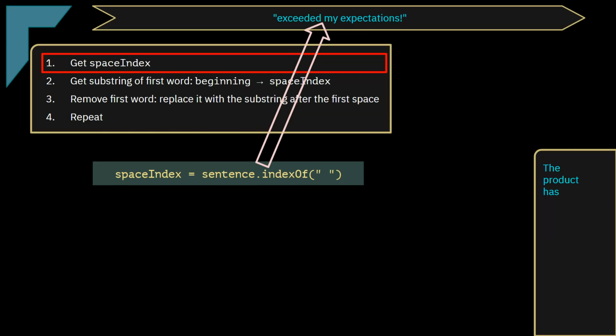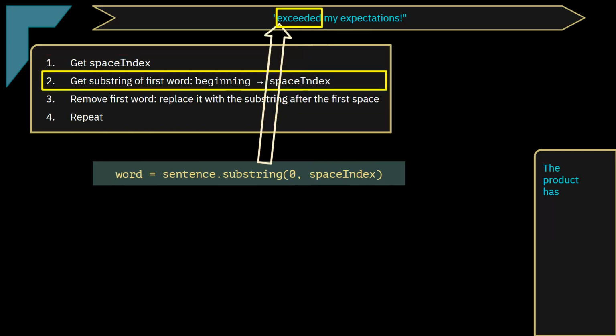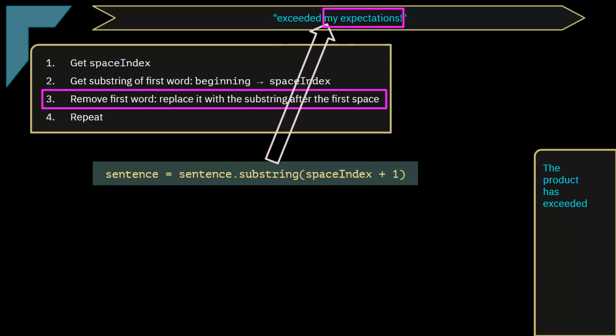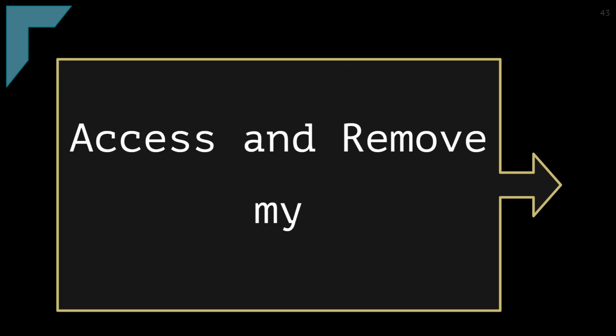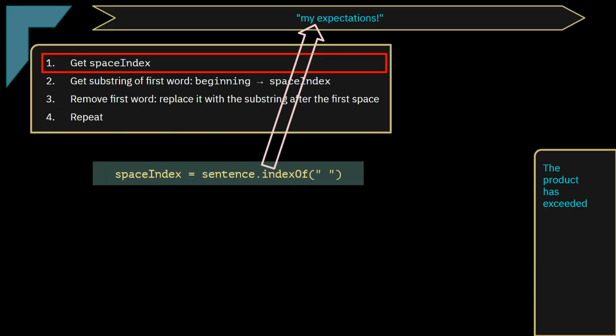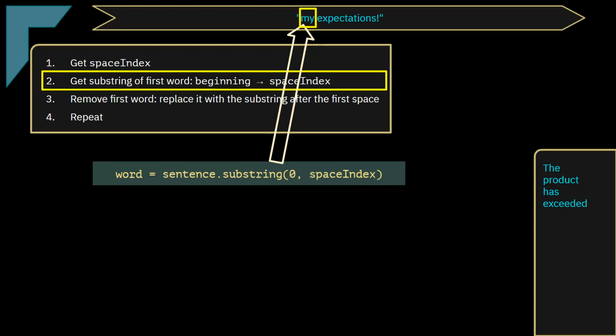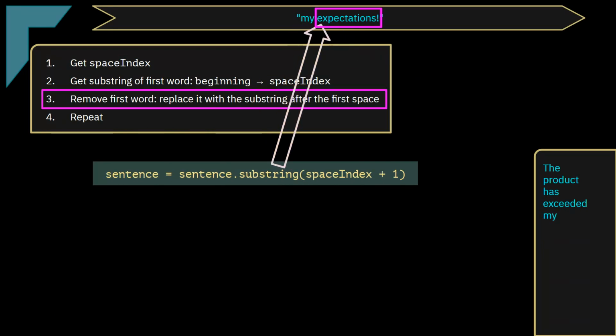Okay, get that space after the first word. Get the substring from the beginning, from 0 to that space index. And then we're going to use that word. Then we're going to access everything after the space and basically overwrite it. And now our new sentence is my expectations. Okay, and then we're going to repeat it. And we're going to access and remove the my. Okay, get that space, get the word. Use the word however we need to. Then I'm going to remove the first word and space. It should be remove first word and space, but basically everything after the space overwrites the whole string.